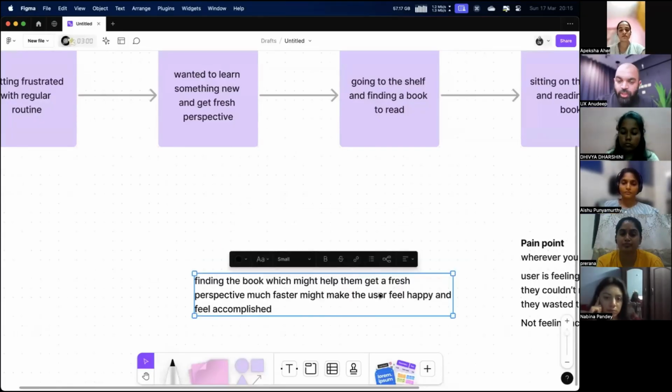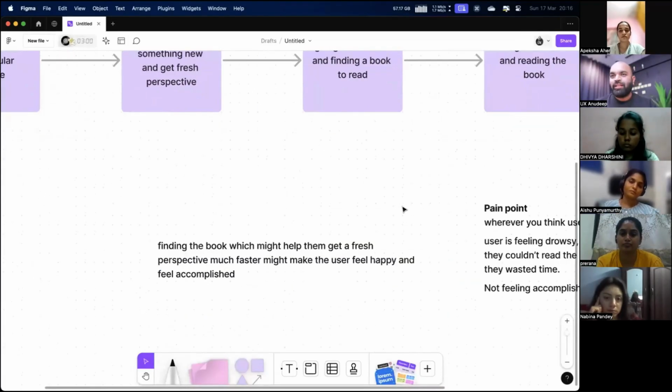Yeah. You can always say, hey, you know what? I'm not finding what book to read as a frustration, as a pain point. You can do that. That becomes a pain point. But that's not what you're saying here. User is finding a book.